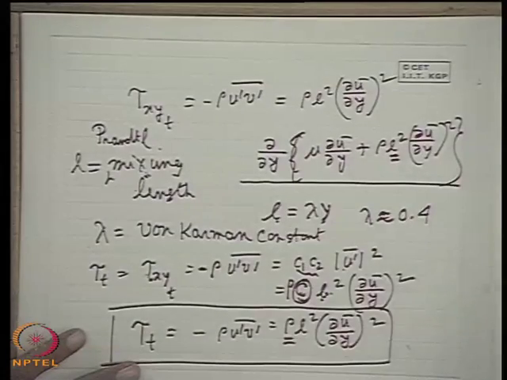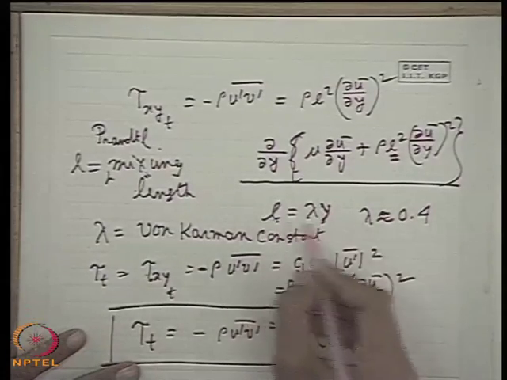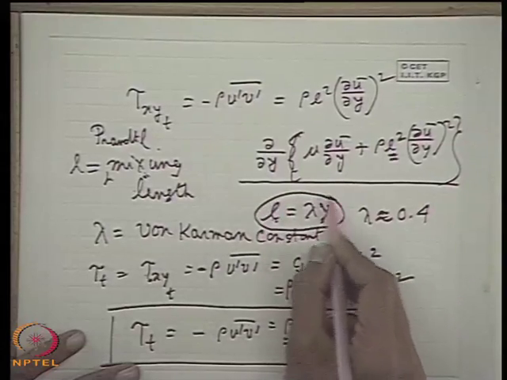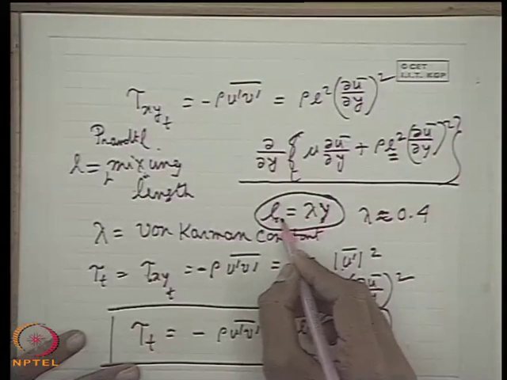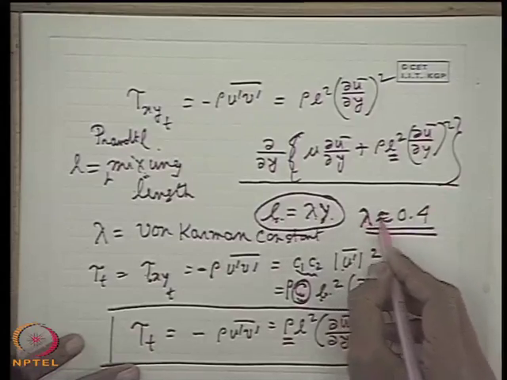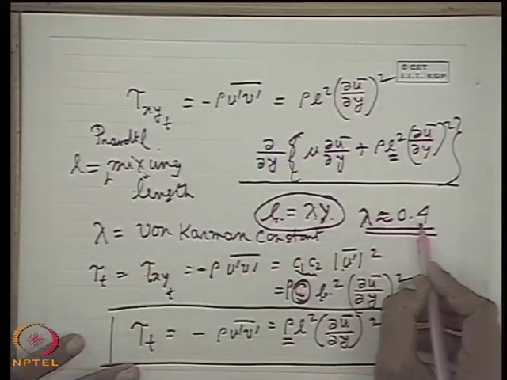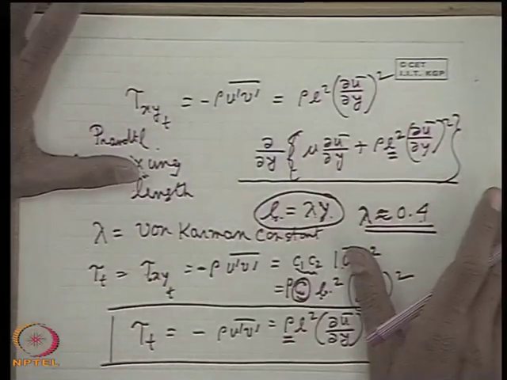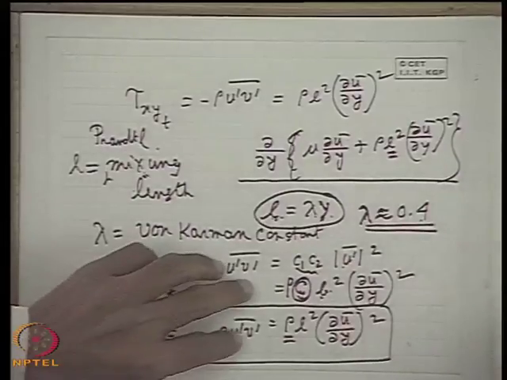So similarly at y equal to 0, L is 0. This is satisfied by this equation. If we take L equal to lambda y, and take a constant value for the von Karman constant, lambda equal to 0.4, then we can integrate the equations for a simple case. This is the Prandtl mixing length analogy.